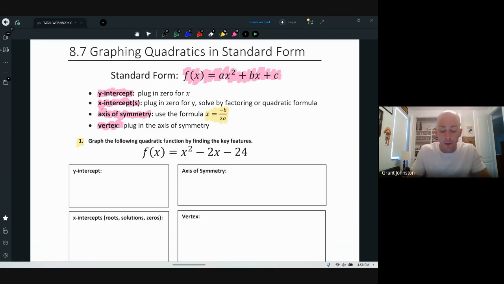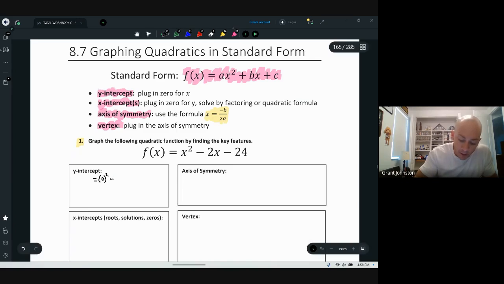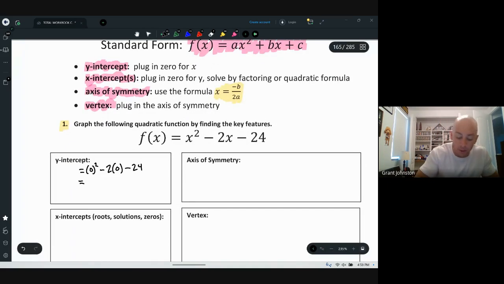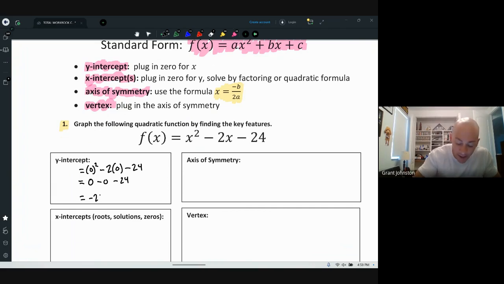Number one says graph the following quadratic function by finding the key features. For the y-intercept, remember, all you have to do is plug in 0 for x. So 0 squared minus 2 times 0 minus 24. 0 squared is just 0. 2 times 0 is 0. 0 minus 0 is 0. Minus 24, it's negative 24. So the y-intercept is at (0, negative 24).